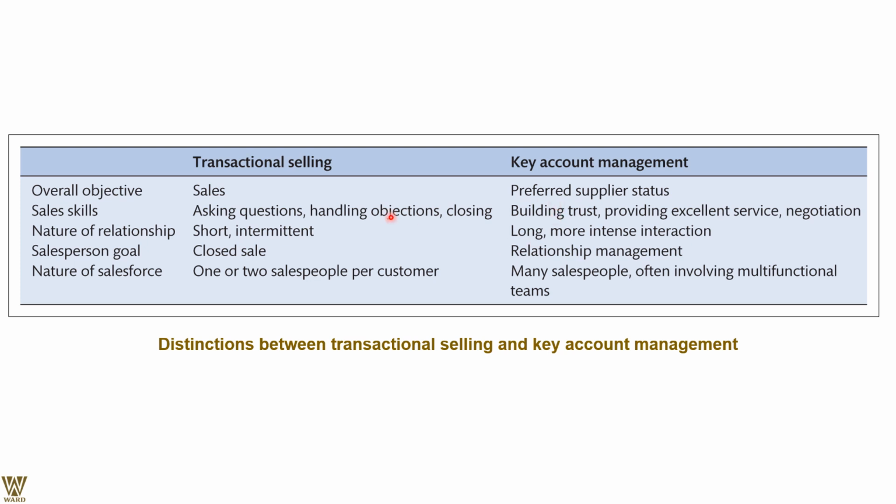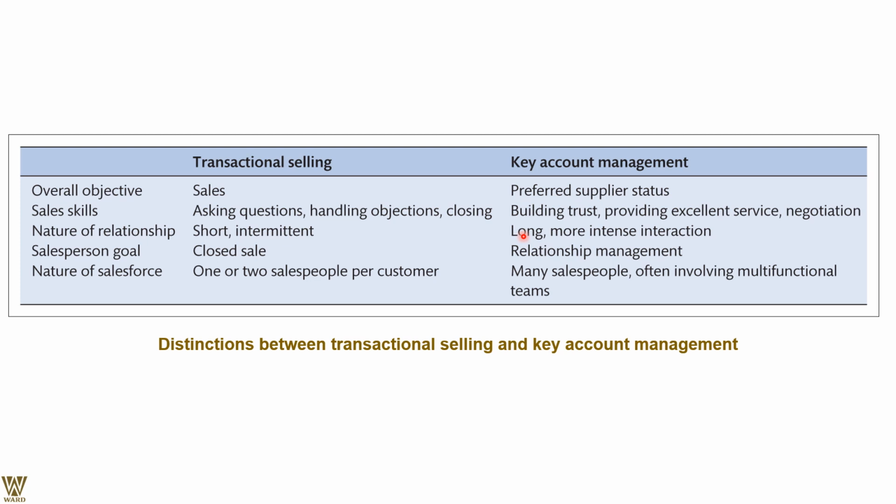The nature of the relationship in transactional selling is short and intermittent. The moment the product or service is rendered and the money is paid, the relationship gets broken off. But in key account management, we are looking for the most intense interaction and longer duration. Did I say the survival of vendor and vendee both is at stake? That is what the preferred supplier status is about.